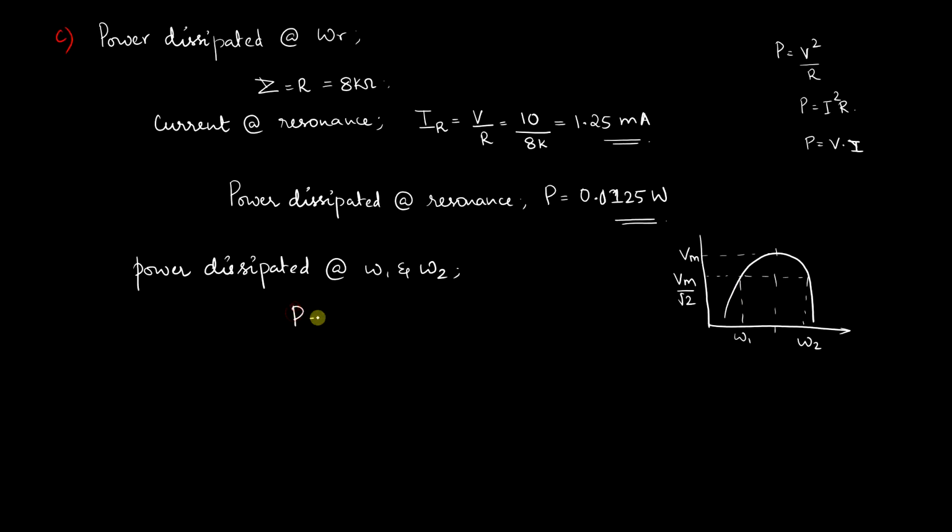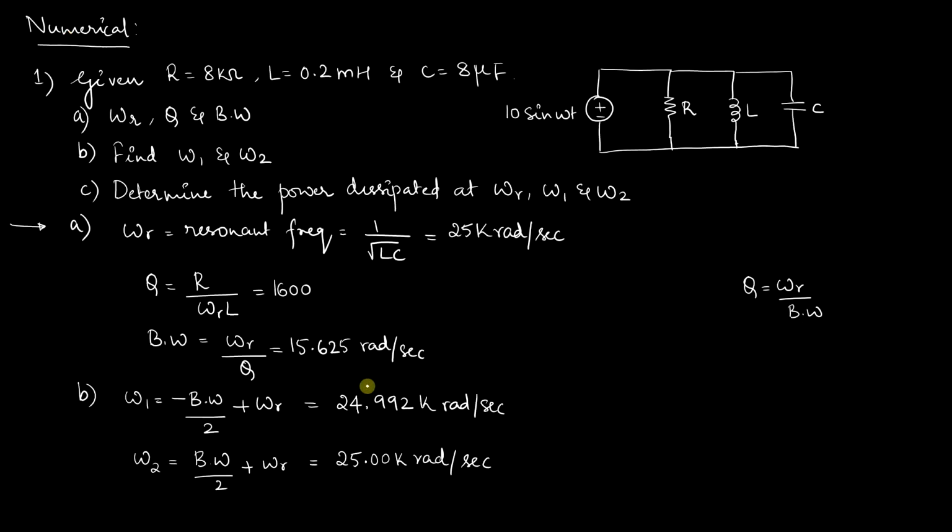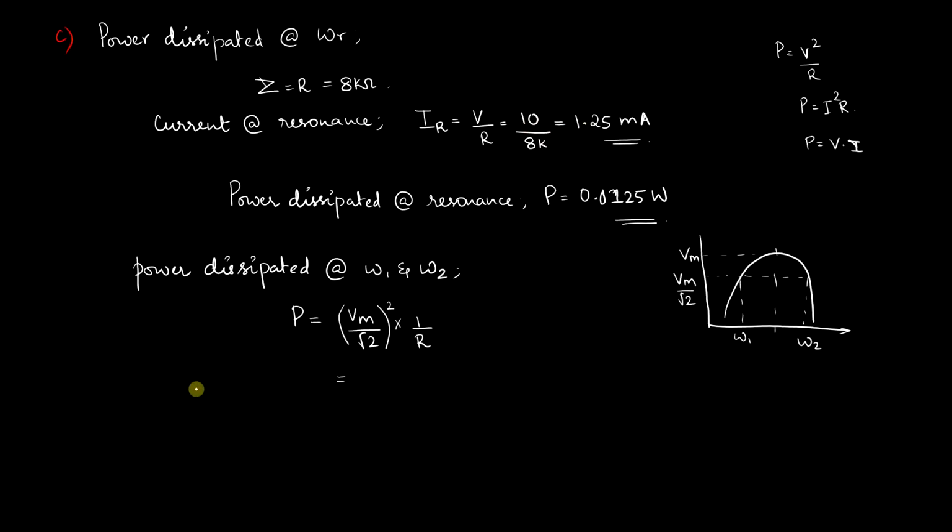So P is equal to Vm by root 2, the whole square, multiplied with 1 by R. So this is what Vm is, the value that is given in the question. The voltage is Vm sine omega t, right? So Vm is equal to 10. So power dissipated at this point will be equal to 10 divided by root 2, squared, multiplied with 1 divided by 8k, which is 6.25 milliwatts.